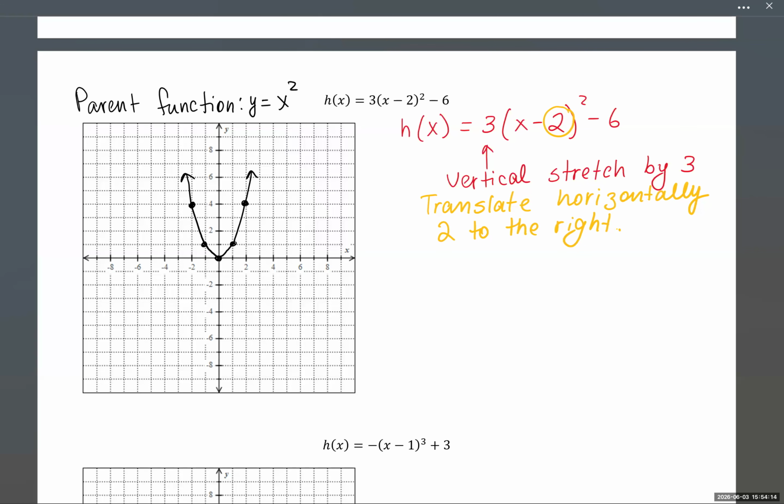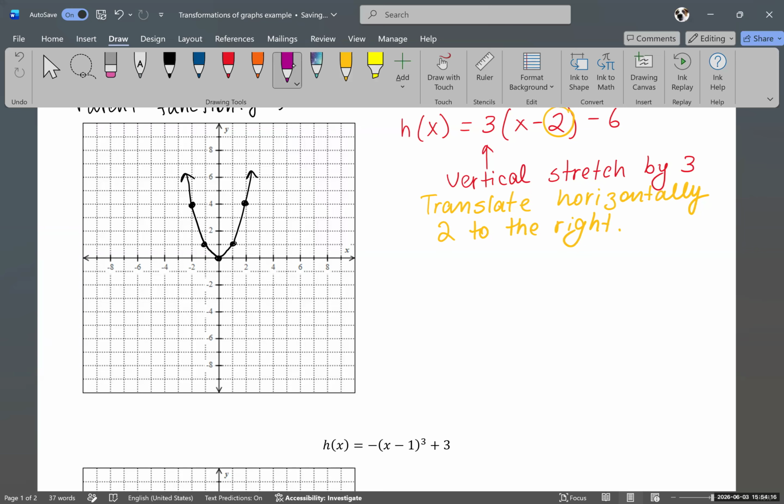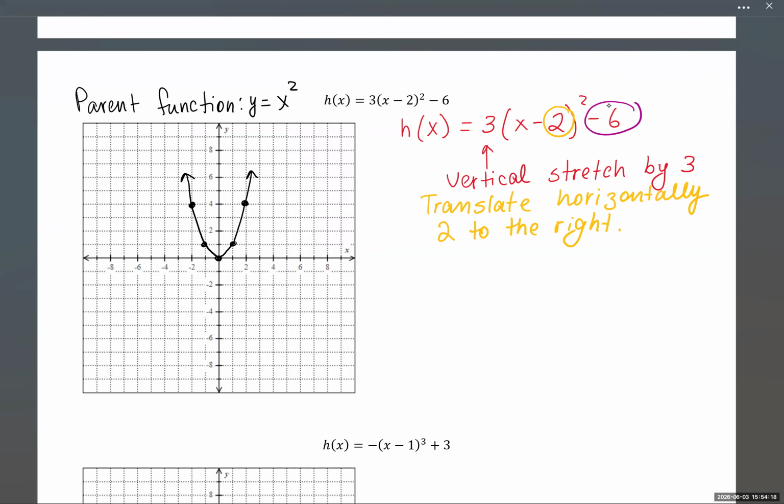And then the negative 6. Do a different color here. This negative 6, that is a vertical translation, and it goes down 6.